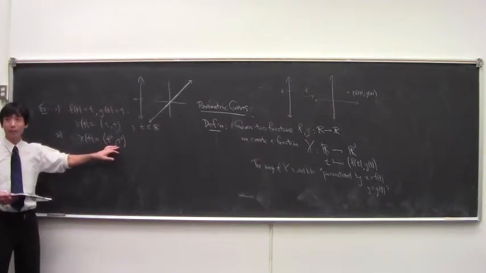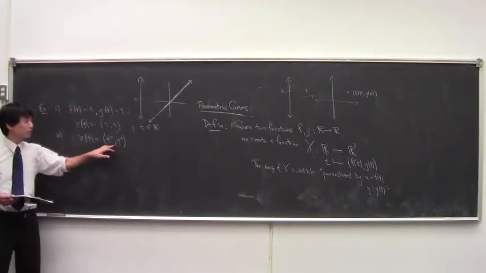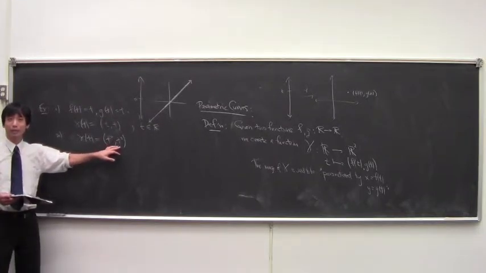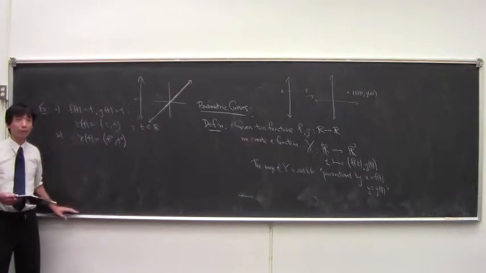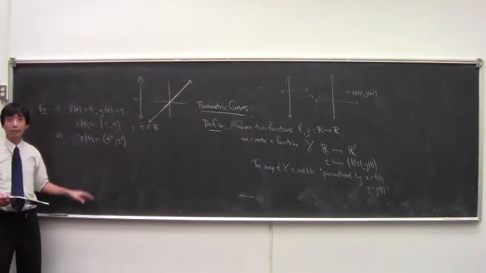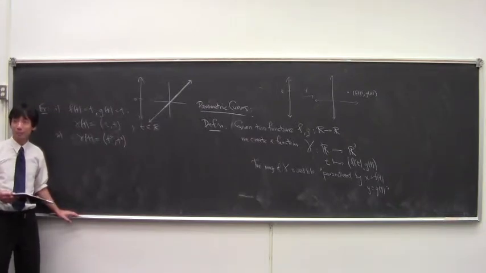So at time 0, let's see, we're at 0, 0. And then at time 1, we're at 1, 1. And then time 2, we're at 4, 4. At time square root of 2, we're at 2, 2. Right? So where are we? What is this tracing out? Emily?